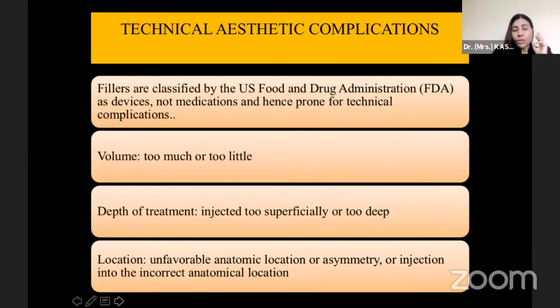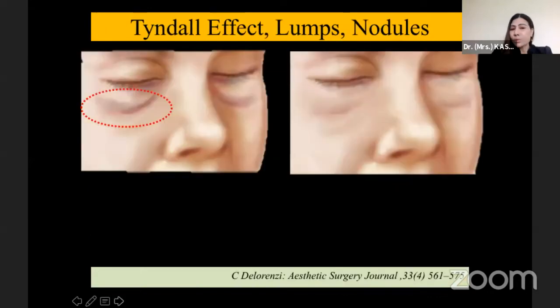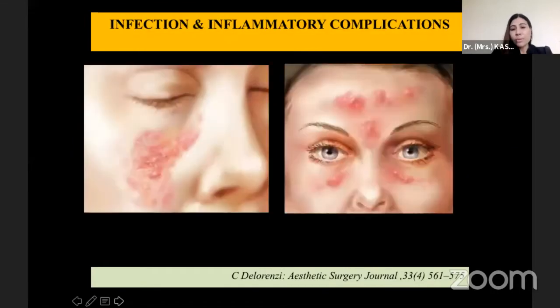So I'll just touch on 3 important points, some of the complications of filler, because this is very important. We should always remember that filler is a device. It is not a medication. When we talk about medication, we know there's a dose to it, like an antibiotic, 500 milligram TDS. But for filler, we don't have any dose. So these complications, like volume too much, too little, or too superficial, too deep, can happen to anyone, and this can present in the form of Tyndall effect, in the form of lumps and bumps.